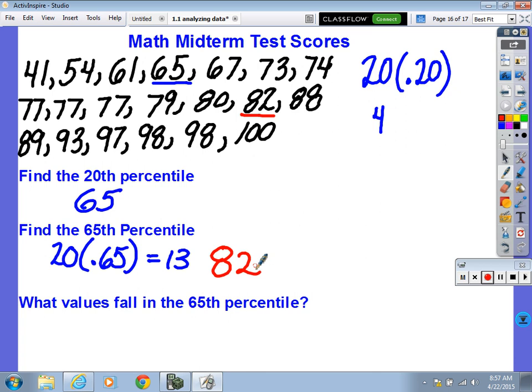Now you've got to realize it could ask it differently. It could say something like, what values fall in the 65th percentile? If it asks it like that, it's not asking for the 65th percentile itself. It's asking for all the numbers that fall within the 65th percentile. So you've got to write down all of those numbers, which first of all you found was 13 values. So you would write all those values up to 82. Does that make sense? The different way it asks: the values that fall within the 65th percentile versus the 65th percentile. And yes, you have to put them in numerical order before you do it.